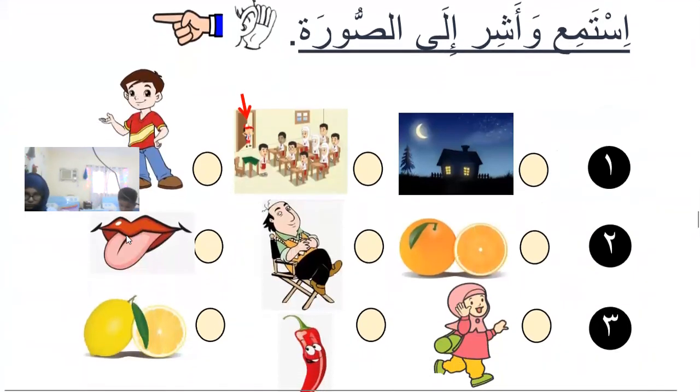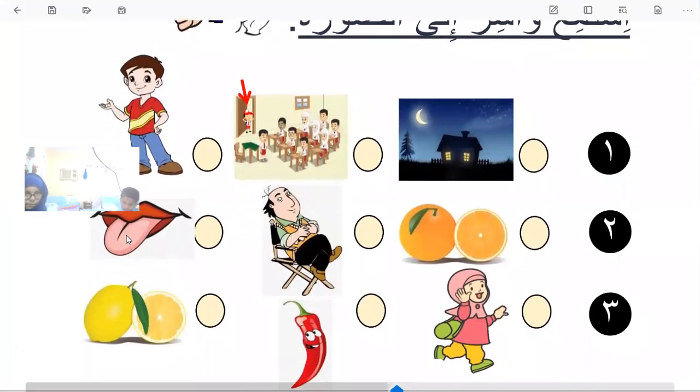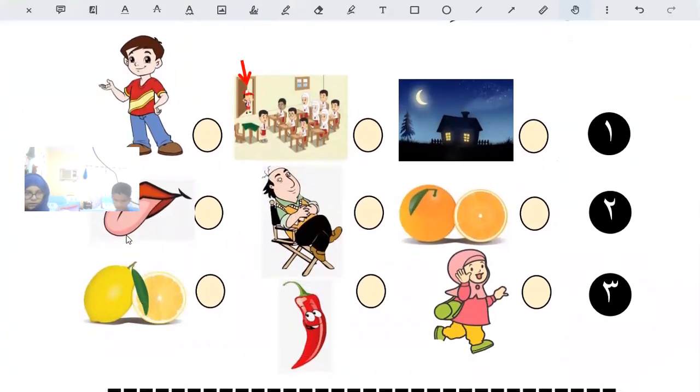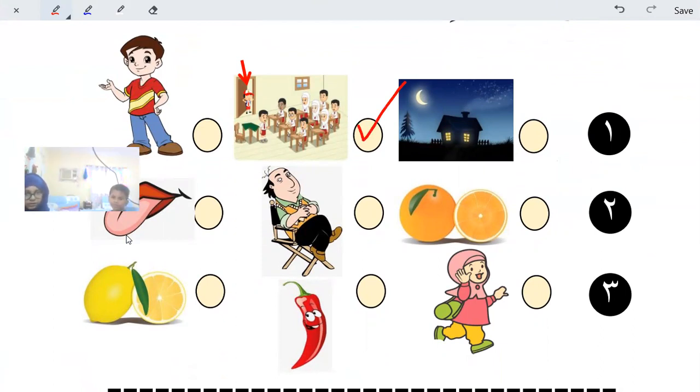Istami washili lasura, listen and point to the picture. Latifa. Yadkhulu, he is entering, the second one. Good. Burtukal, orange, first one. Fulful, chili, second. Good. Lail, light, the first one. Lisan, the third one, tongue. Tilmiza, first one, student language.